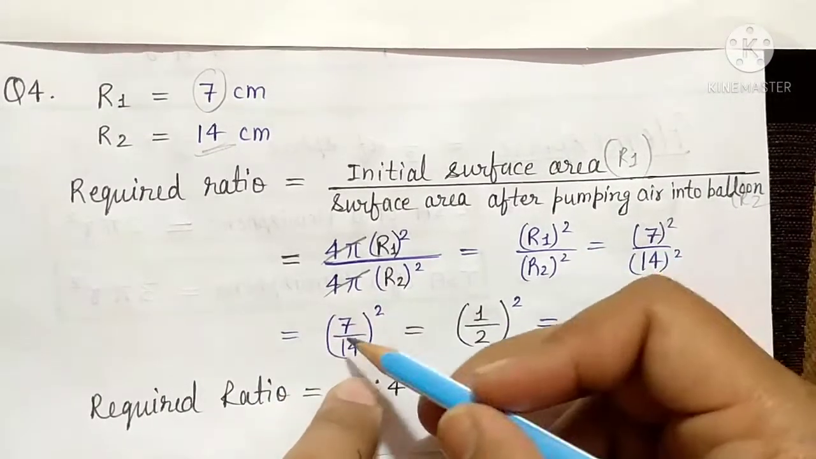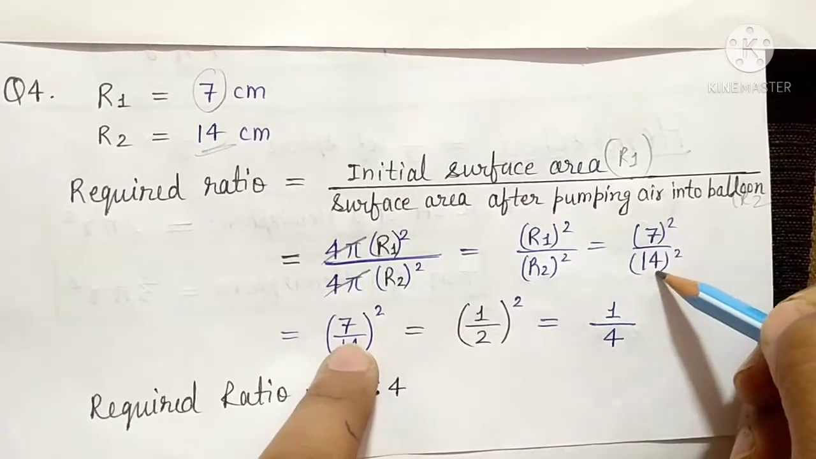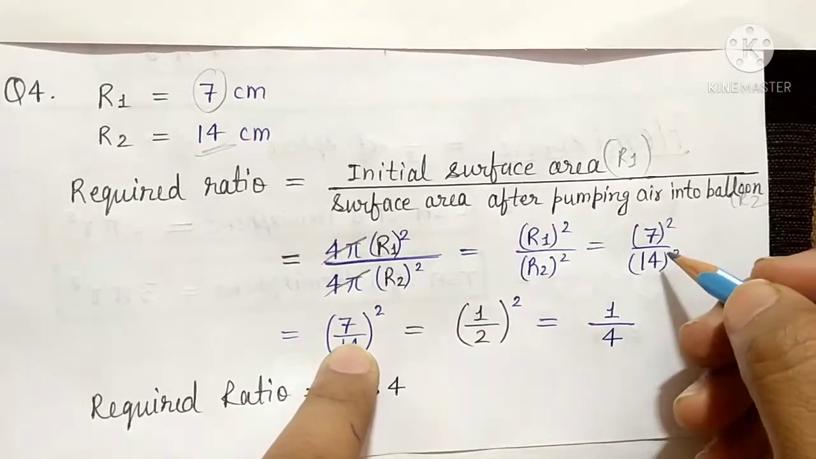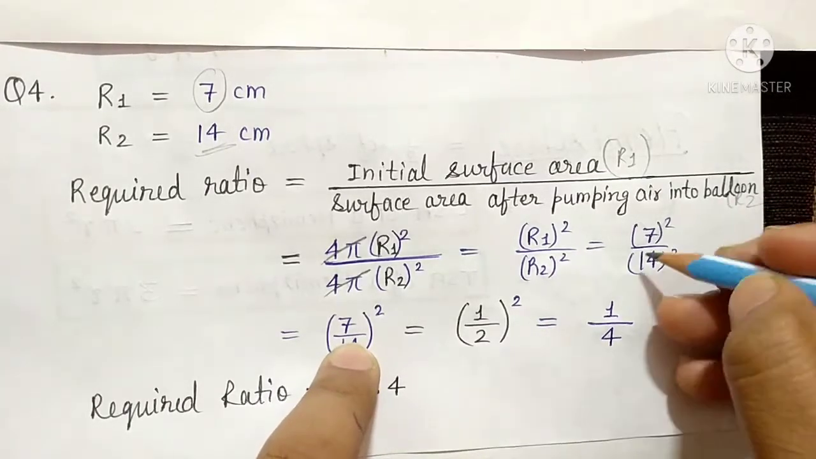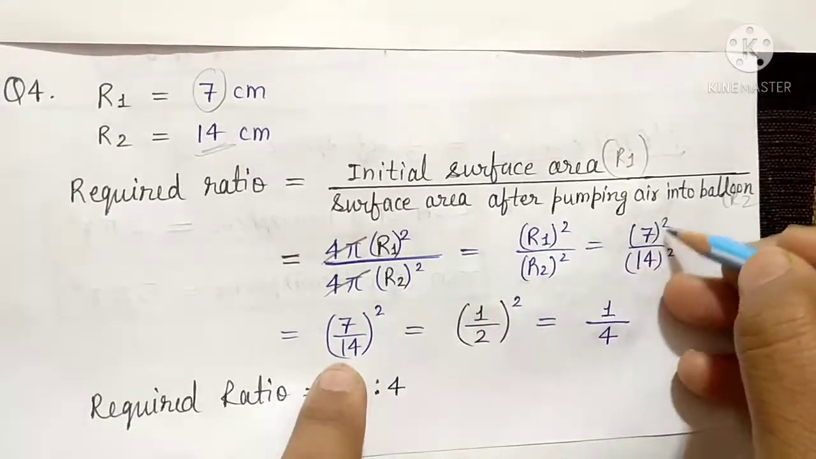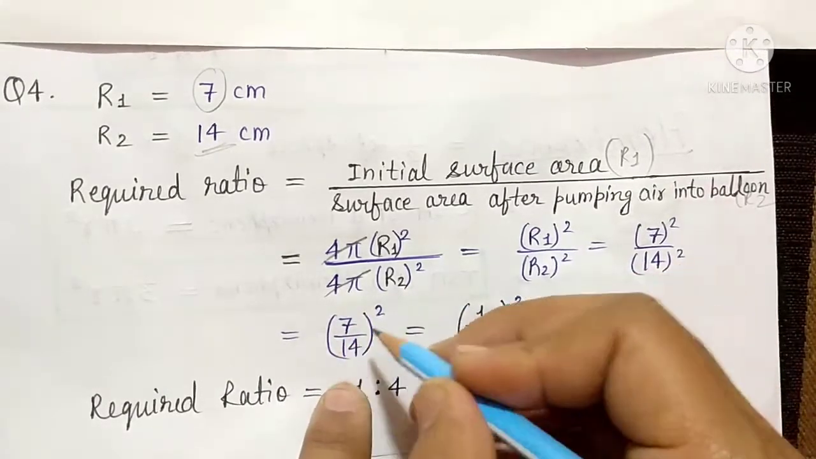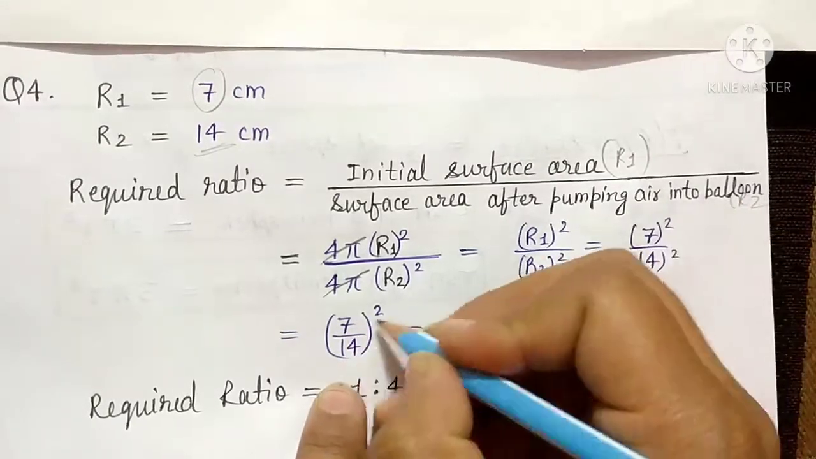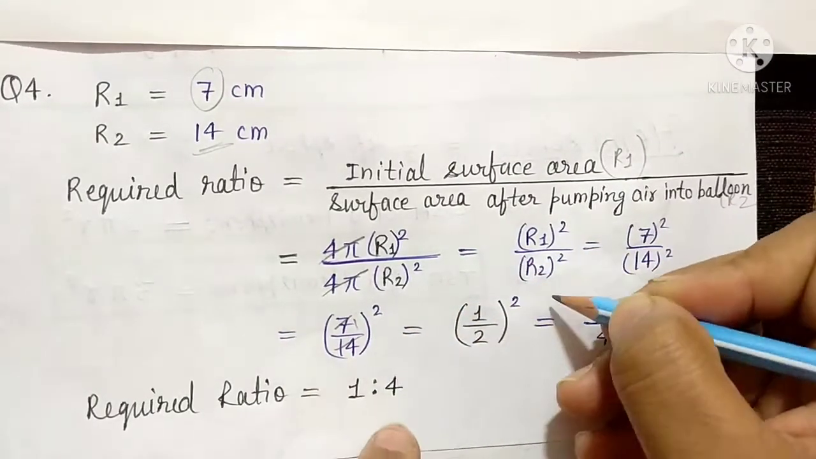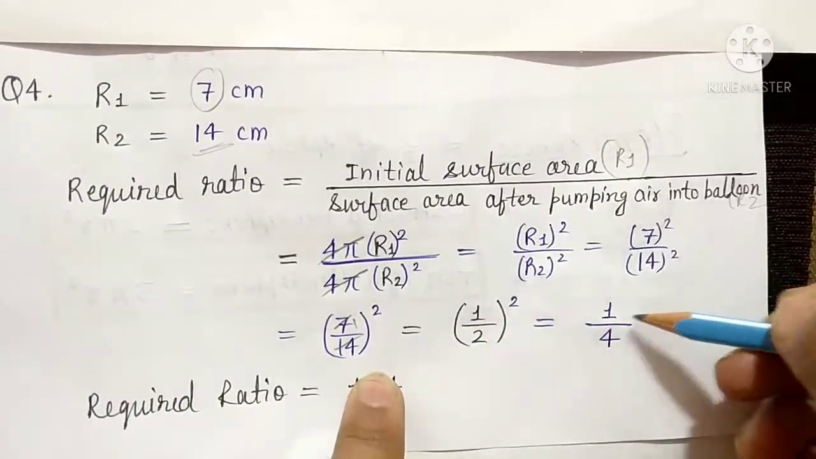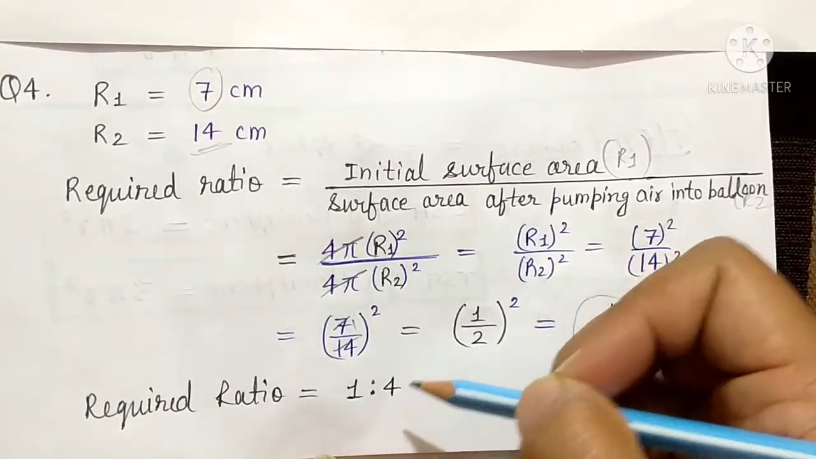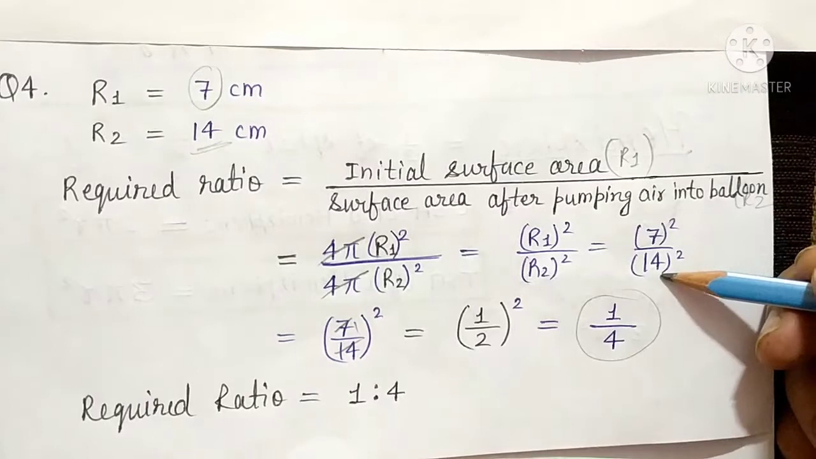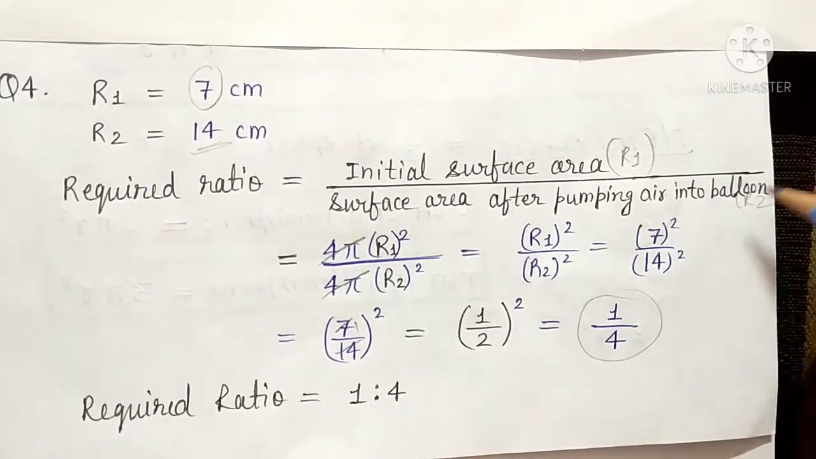7 square is 49, and this one will come 196, but we will not do that. We can make it easier for our calculation, because 7 upon 14 is there, so we can write 7 square upon 14 square as 7 upon 14 whole square. Now we can cut inside also, because 7 1 is 7 and 7 2 is 14, so 1 upon 2 whole square. Now it becomes easy for us, because 1 square is 1 and 2 square is 4, so it becomes 1 upon 4, which means the required ratio is 1 is to 4. As I told you, 7 square is 49 and 14 square is 196. Then also if you cut, the same answer will come, 1 upon 4 only. I hope it is clear to you.